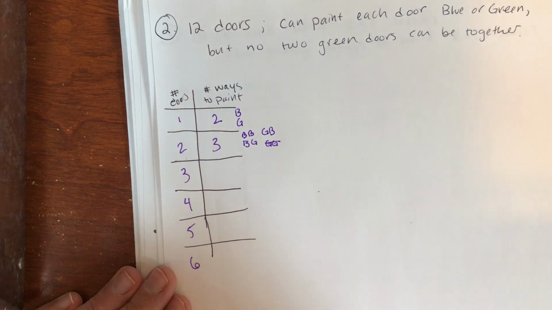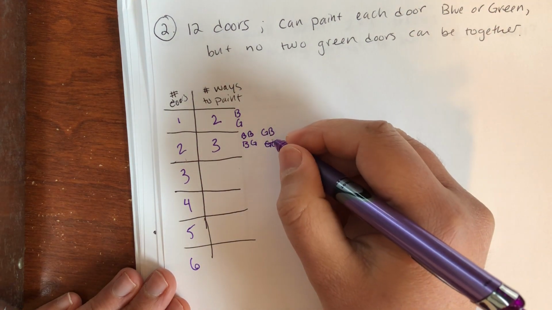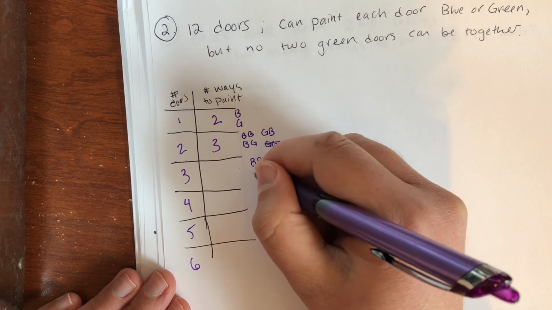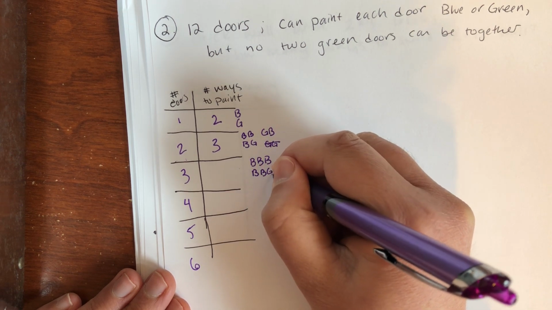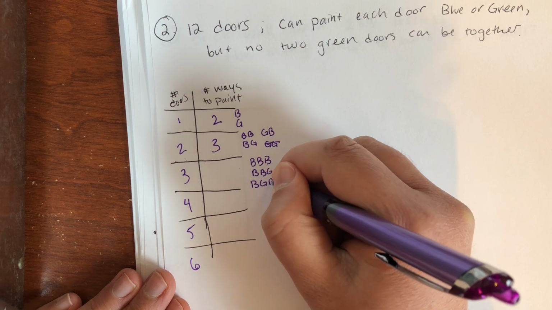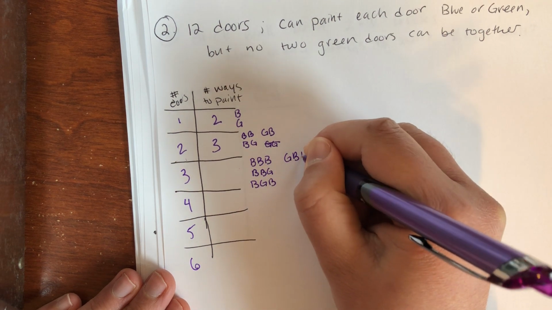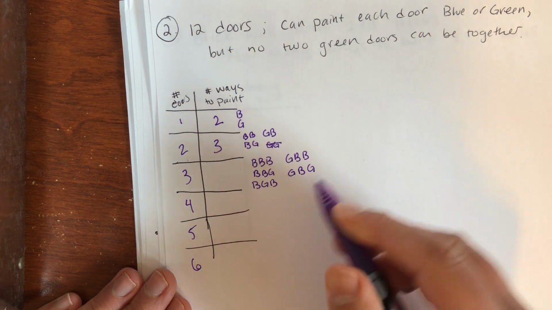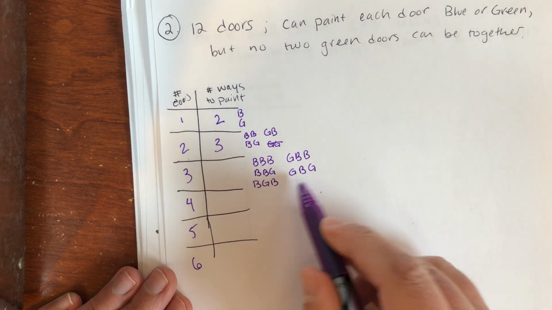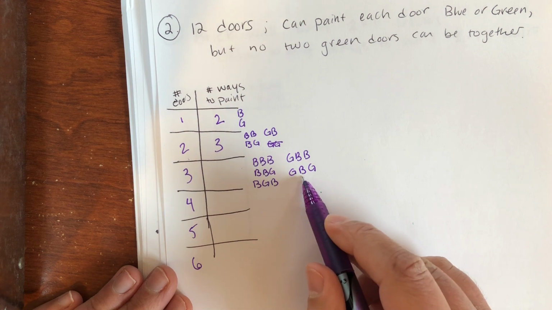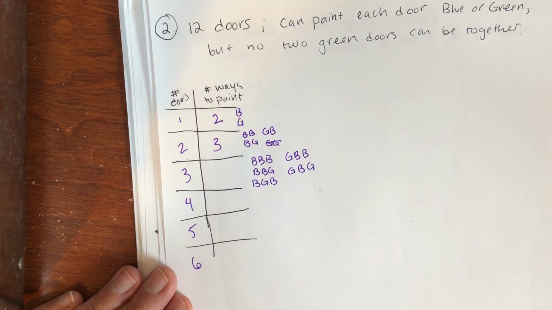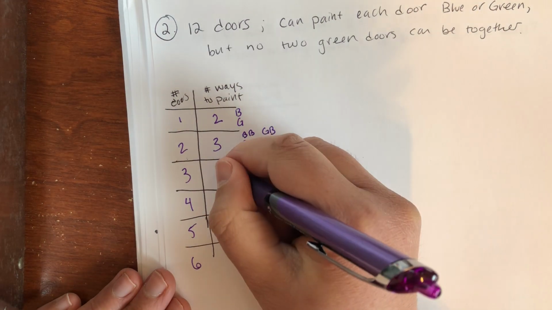If you had 3 doors in a row, again, anything's allowed as long as you don't have 2 greens together. So we just start listing them all. Blue, blue, blue, blue, blue, green, blue, green, blue, green, blue, blue, green, blue, green. But there's no other way that we could use 2 green doors, right? There has to be a blue in between them. So we couldn't do, for instance, green, green, blue, or blue, green, green, or something like this. So there's only 5 options here.